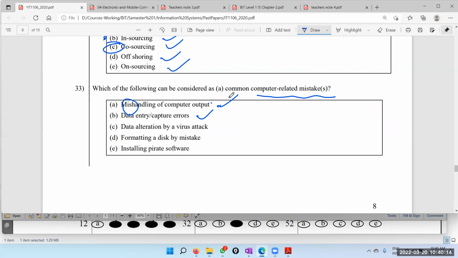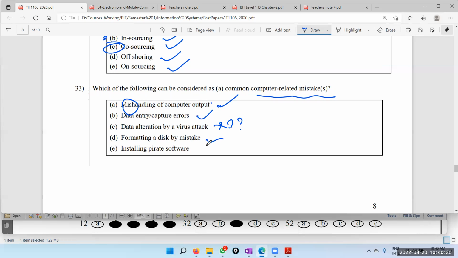Data alteration by virus attack. Is it a mistake? No, right? It can happen due to mistakes as well. That is fuzzy. I can't say exactly. Formatting a disk by mistake. It's a mistake.